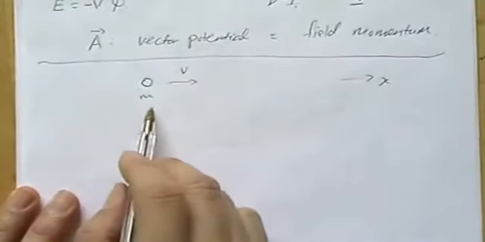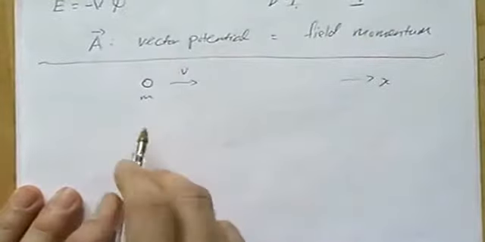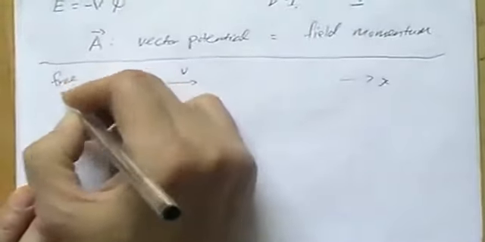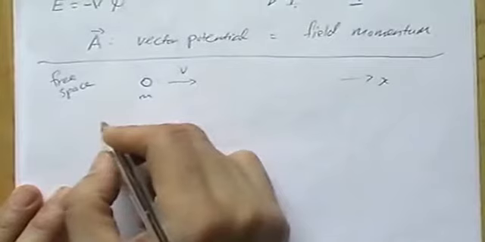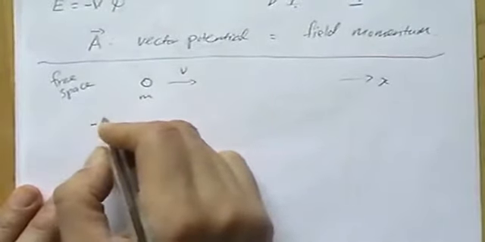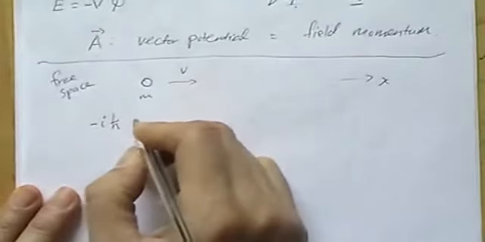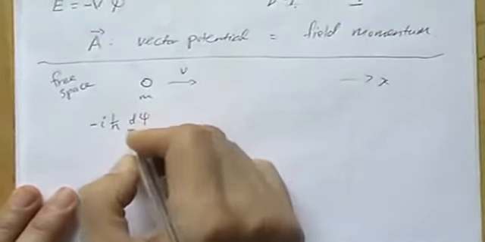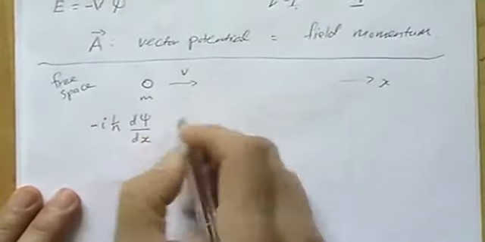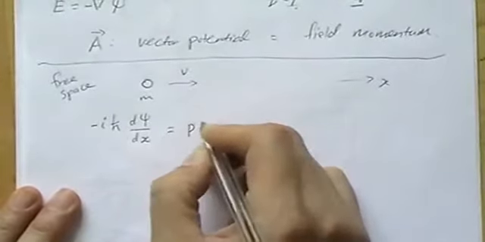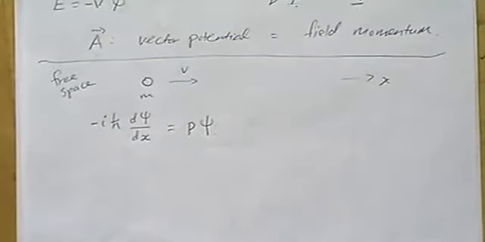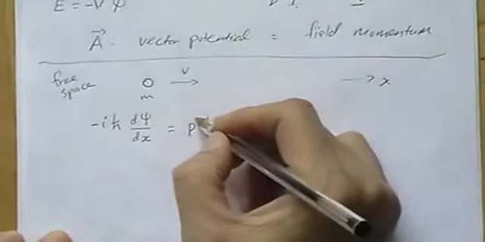The Schrodinger's equation for this system, just a particle in free space, no potential. Schrodinger's equation is given by minus i h bar d psi by d x is equal to the momentum times the wave function. In this case we would think of the momentum as just mass times velocity.